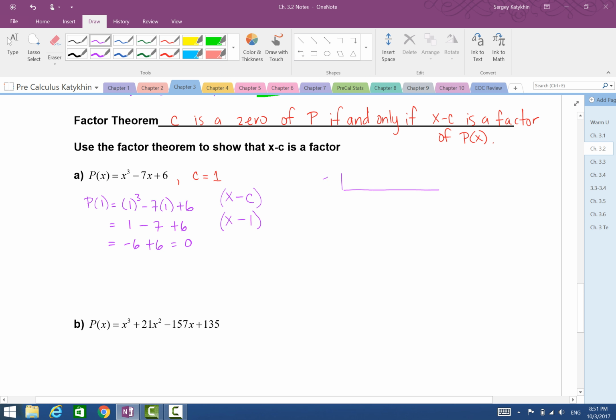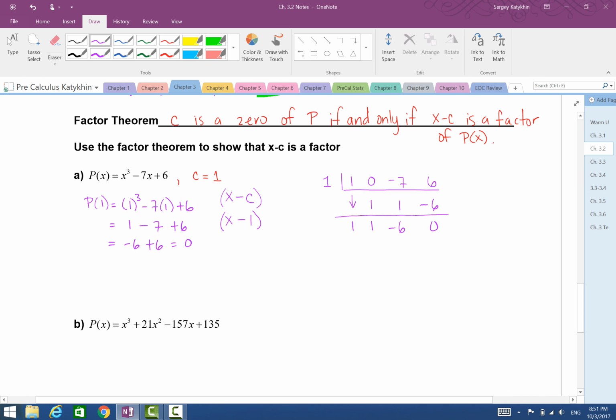Remember, c is 1, so that's going to be here. X to the third has a coefficient of 1 in front. I do not have x to the second, so that's why I'm going to put a 0 there, as a placeholder. I do have a negative 7 as my coefficient in front of the x. And last but not least, I do have a 6 as my constant. So again, bring that down. So that gives us 1. 1 times 1 is still 1. That gives me 1. 1 times 1 is still 1. That gives me negative 6. 1 times negative 6 is negative 6, which does give us 0.